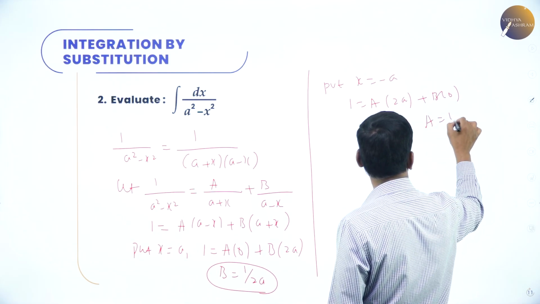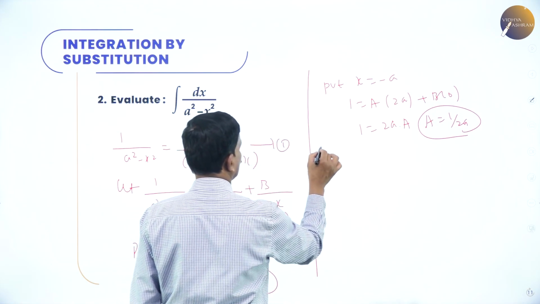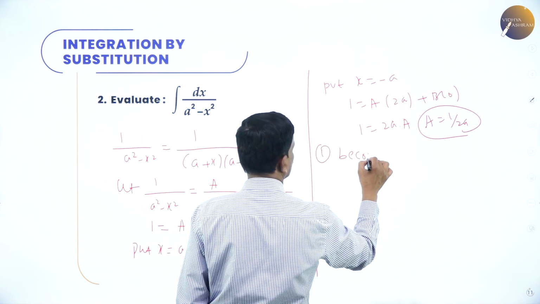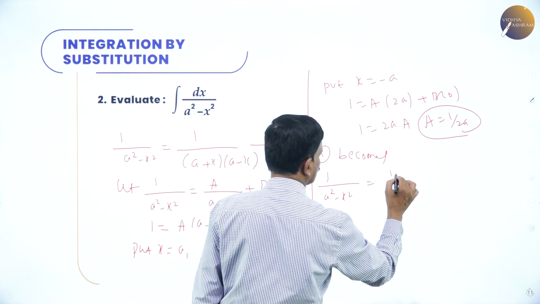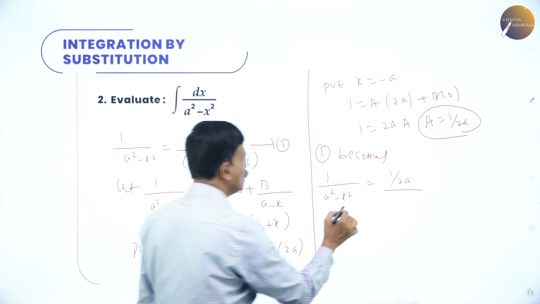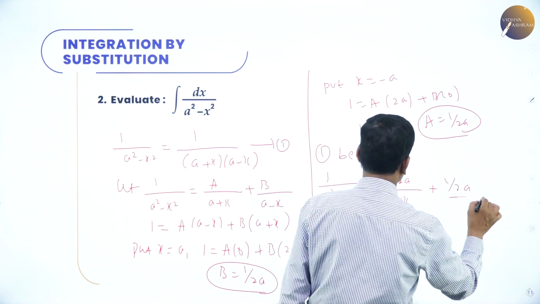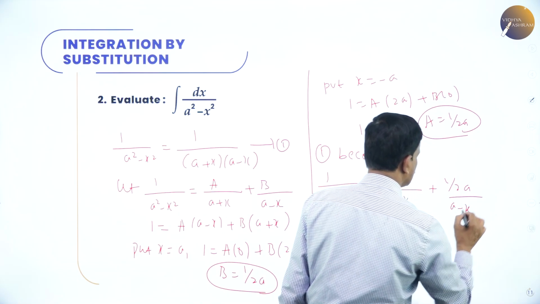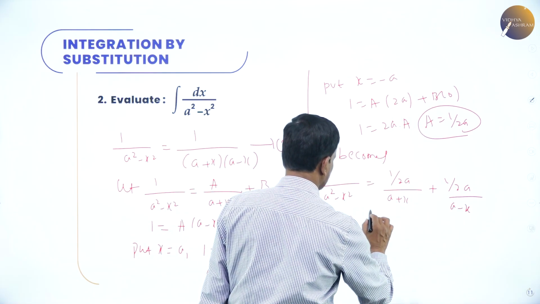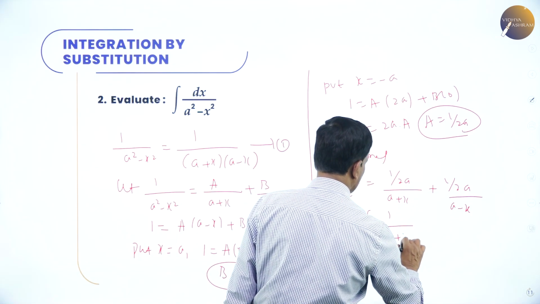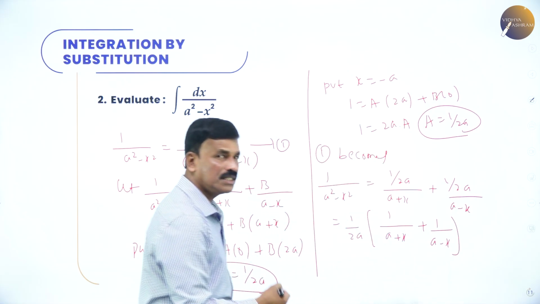Therefore, a is also equal to 1 by 2a. So equation number 1 becomes 1 over a square minus x square is equal to 1 over 2a by a plus x, plus b. B is also 1 over 2a divided by a minus x. Now this can also be written as 1 over 2a times 1 over a plus x plus 1 over a minus x. Now integrate it, that's it.